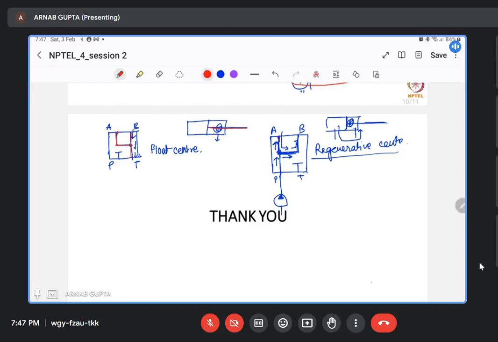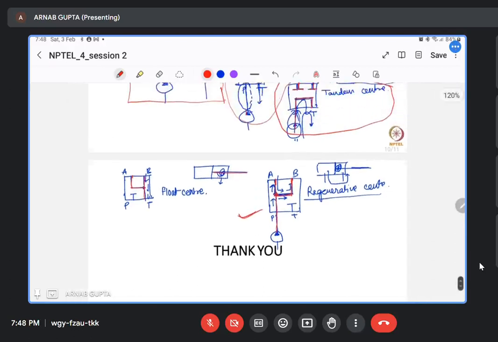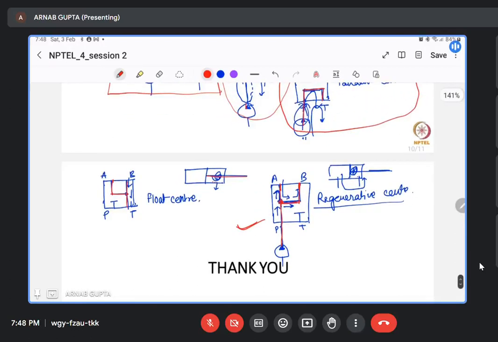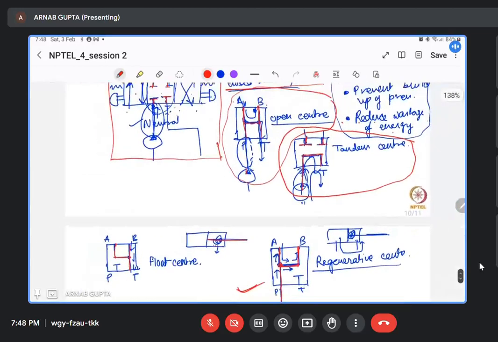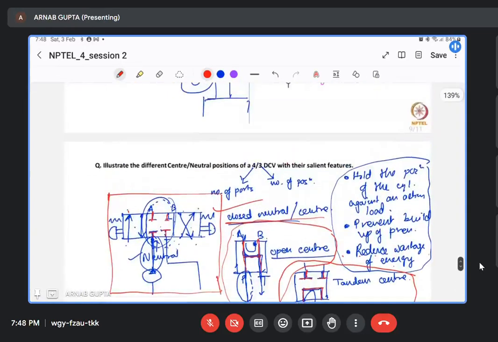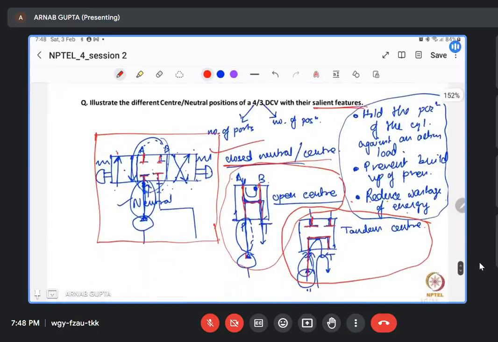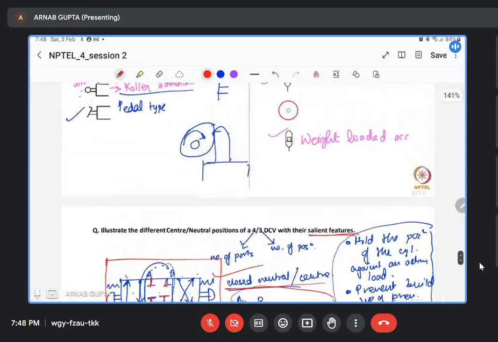Next is this regenerative center. This regenerative center is actually interesting because here you can hold the load, and you are using the pump pressure to hold it. That's why we call it regenerative. We will discuss one numerical on this regenerative type center, what actually happens to the flow, in the next session, so it will be much more clear. You just go through the features of these different types of centers.